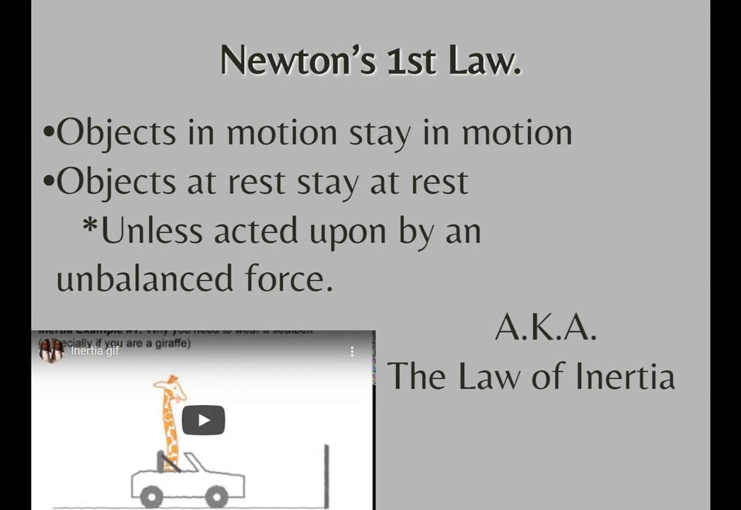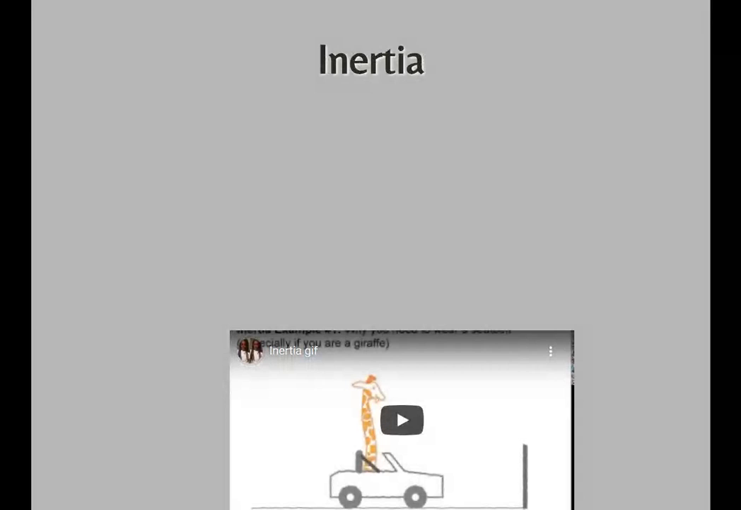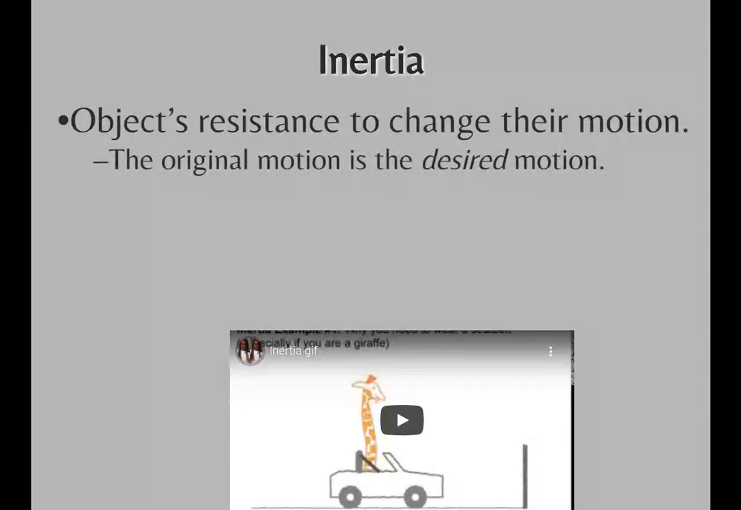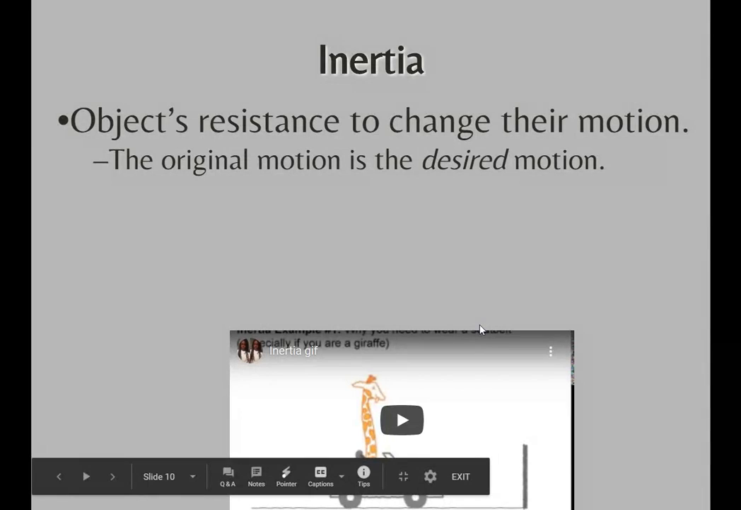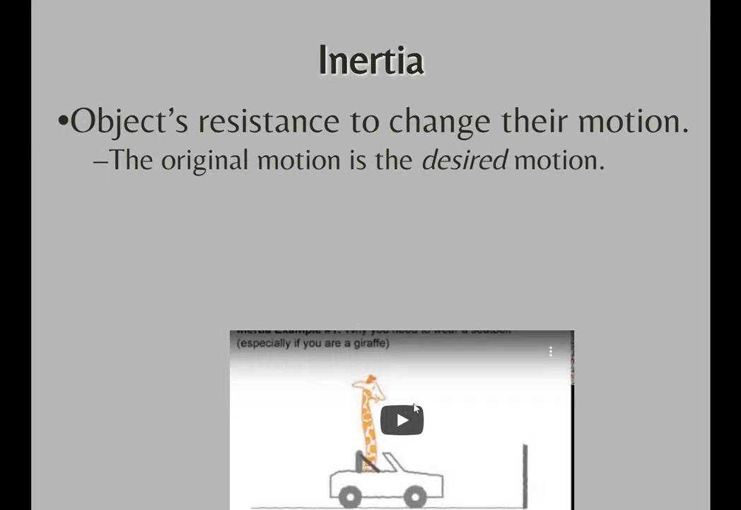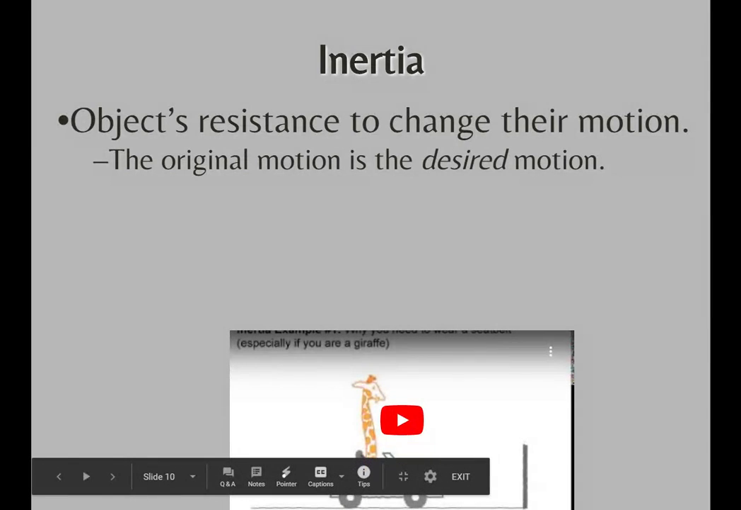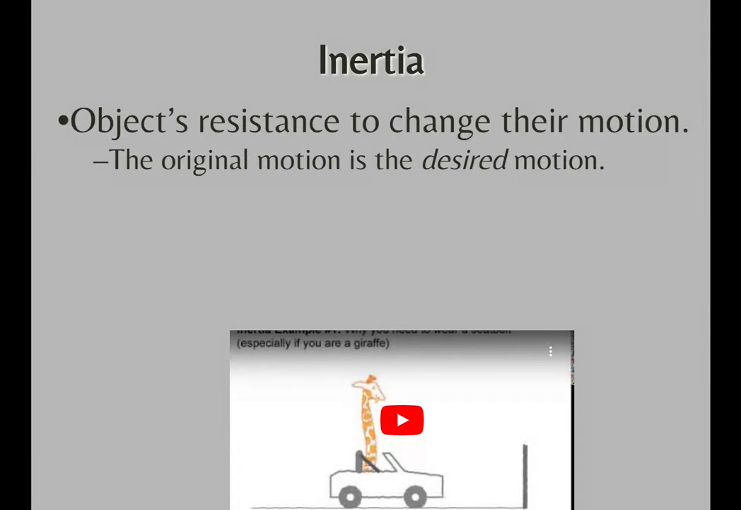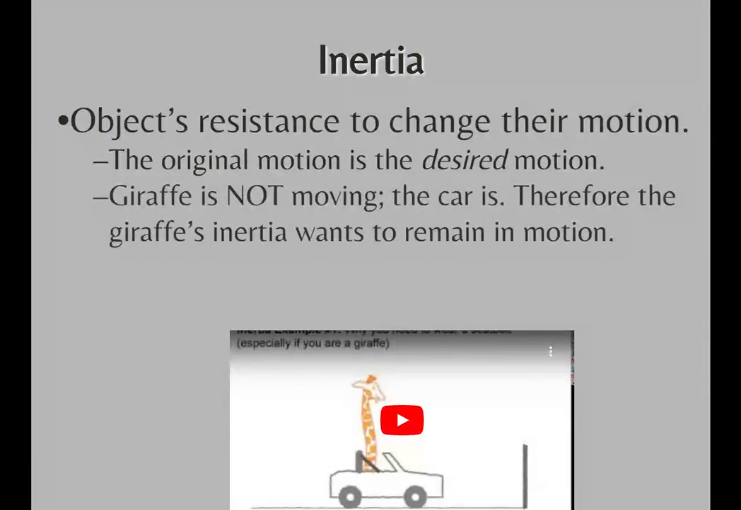Newton's first law is also called the law of inertia. So an object that wants to stay in motion will stay in motion. If the object is not moving, it wants to stay not moving. That's the law of inertia. So what is the definition of inertia? Just to go back over it, it is the object's resistance to change its motion. If I'm moving, I want to stay moving. If I'm not moving, I want to stay not moving, okay? Another way you can say it is just whatever your original motion is, that is your desired motion, okay?